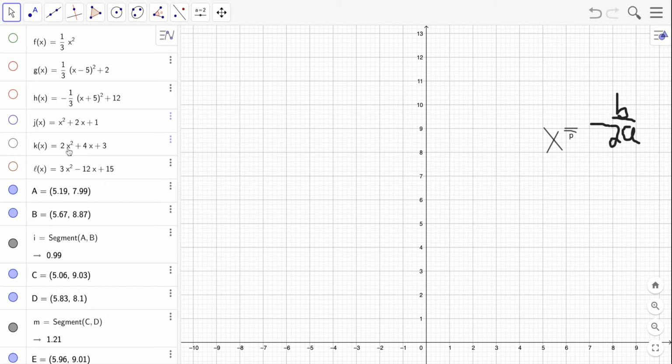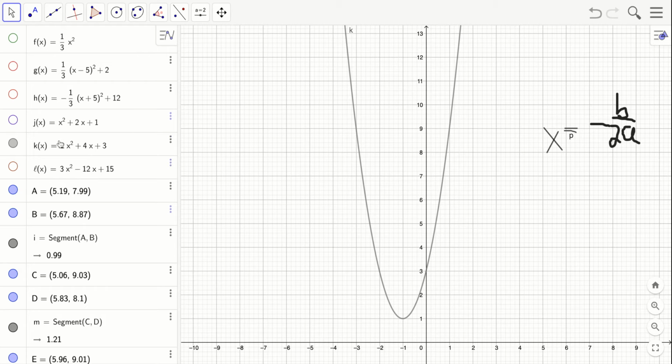I got to plug -1 back in. So I plug a -1 back in. -1 squared is 1 times 2 is 2. 4 times -1 is -4. So 2 plus -4 is -2 plus the 3 is 1. So my vertex should be starting right there. Let's see if it is. I clicked the wrong one. There we go. And lo and behold, there it is, right where I calculated it to be by finding the x value, plugging that x value in, finding the vertex.